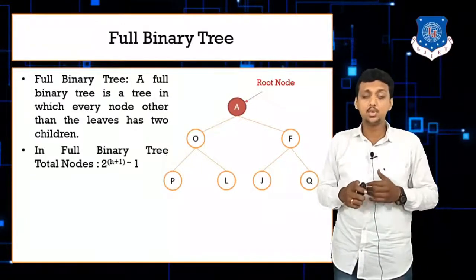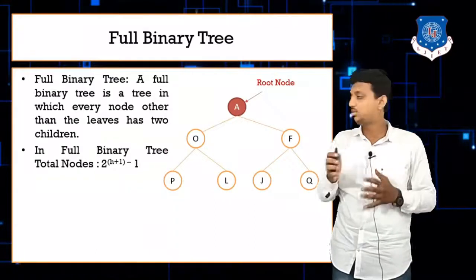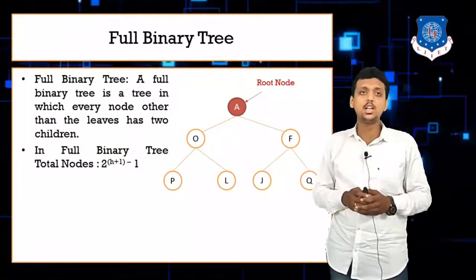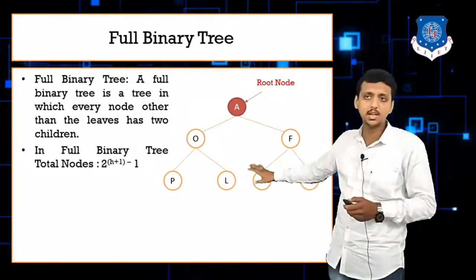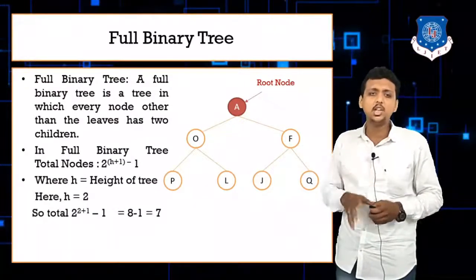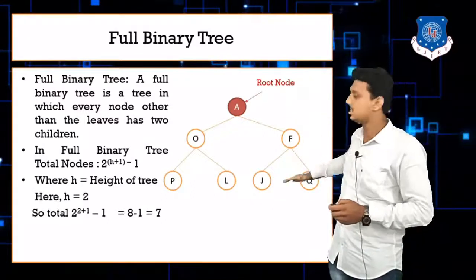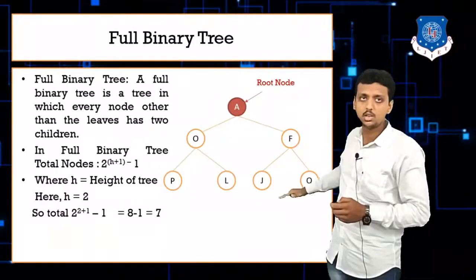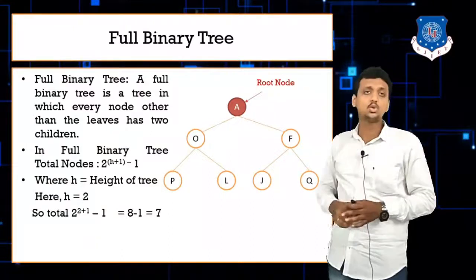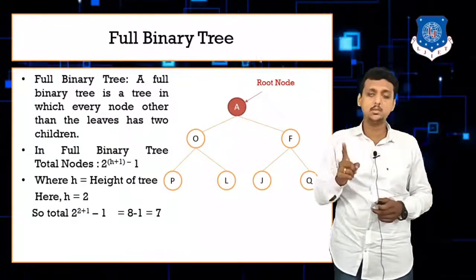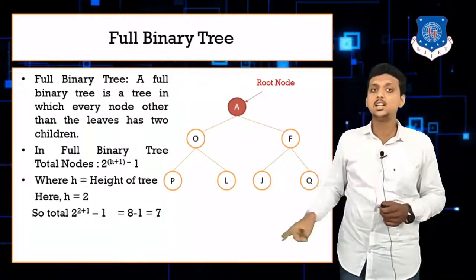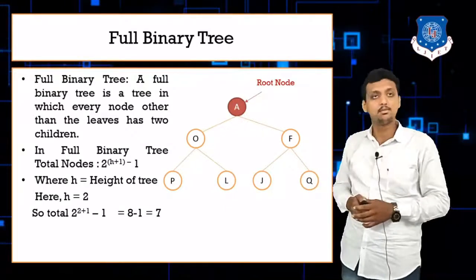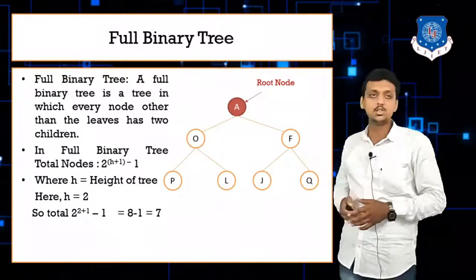Next, how to calculate the number of nodes in a full binary tree. The total nodes are 2 raised to h plus 1, minus 1. Here the height of the tree is 2. So 2 raised to 2 plus 1, minus 1, that means 2 raised to 3 minus 1. It means 7. So in a full binary tree, 7 nodes are there.